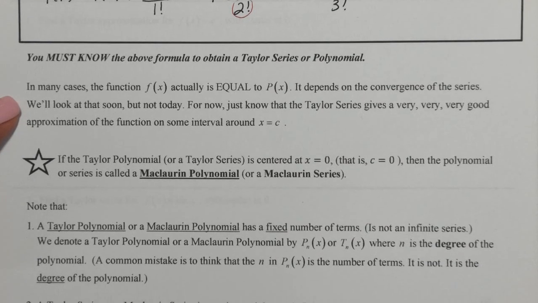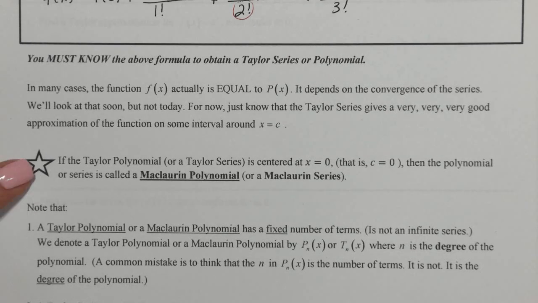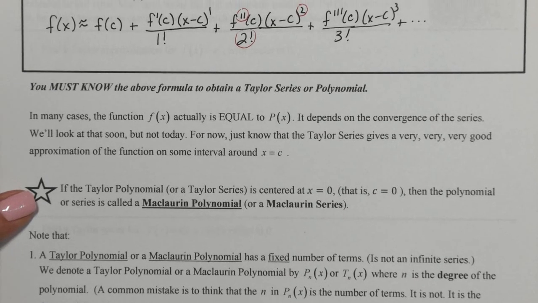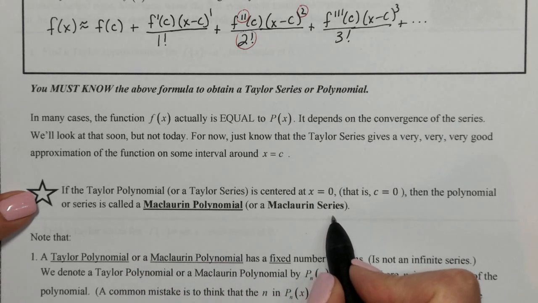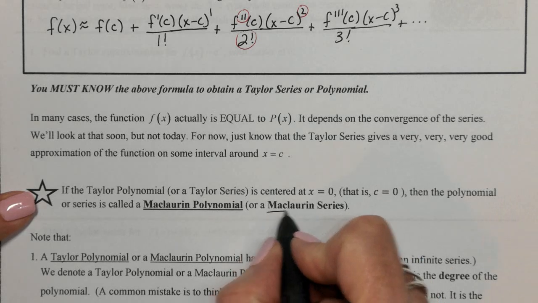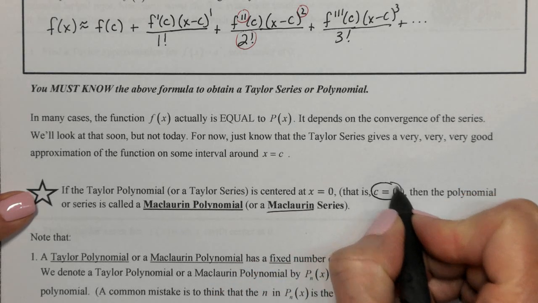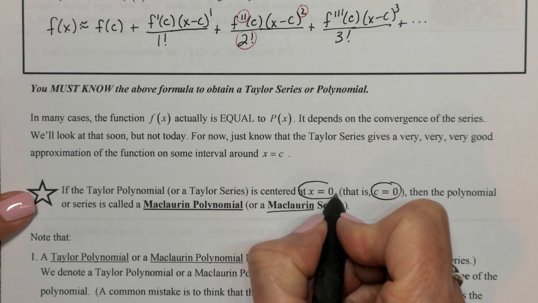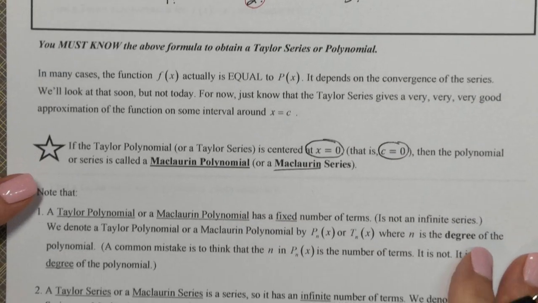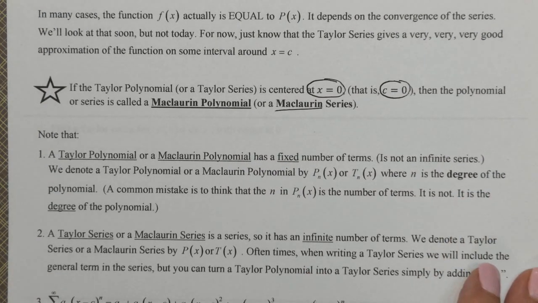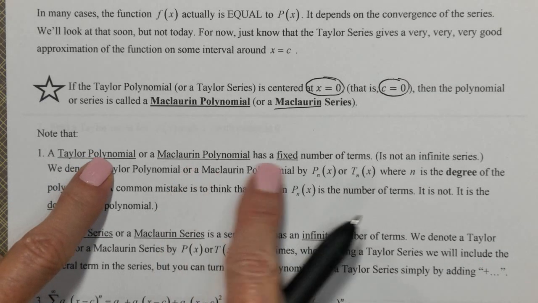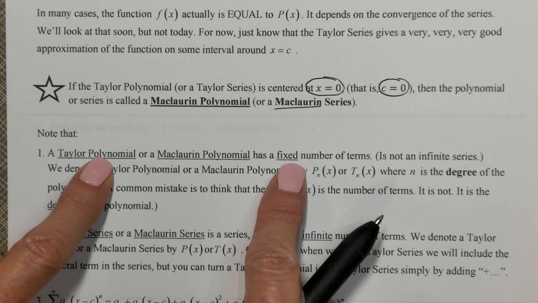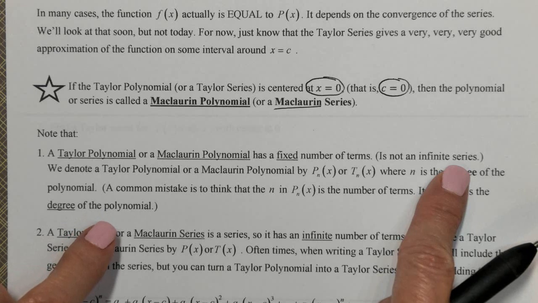If your center is 0, we call it a different name. We call it a Maclaurin polynomial or a Maclaurin series. So whenever you see Maclaurin, just know that the center is 0. So you're centered about x is equal to 0. Couple other things here. A Taylor polynomial or a Maclaurin polynomial has a fixed number of terms. It is just a polynomial, not an infinite series.